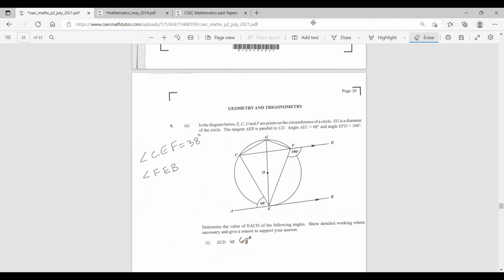What about if they ask you to work out angle C? So you said this was 74 degrees. What about if they ask you to work out angle, sorry, angle G, C, E?